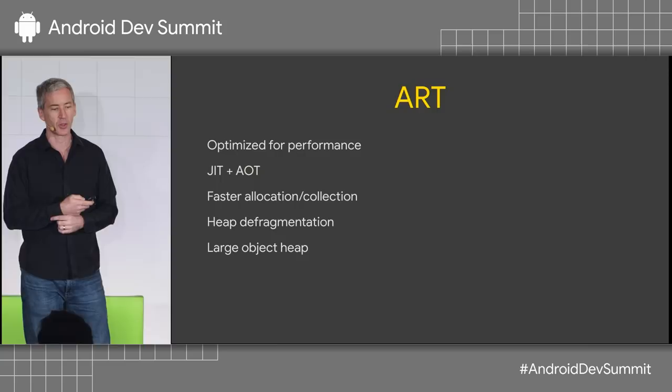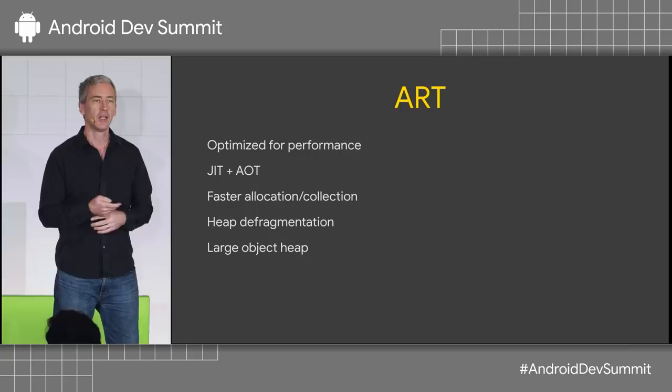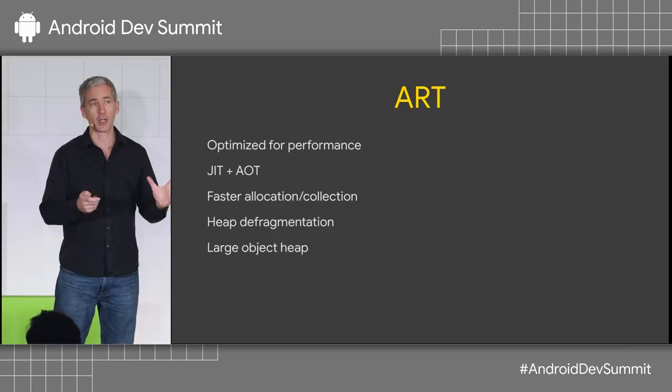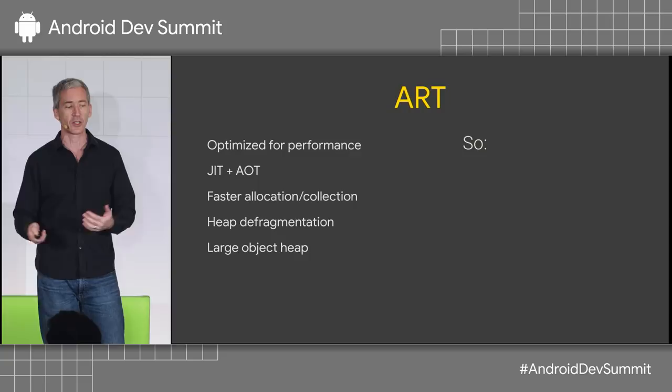Allocations and collections are much, much faster. We'll go into details about this. We have the ability to defragment the heap and actually compact as we go now. And there's a large object heap, which makes some of the allocations amazingly faster and simpler than they used to be. So the new recommendations are, go ahead and allocate. It's really not that big a deal anymore.